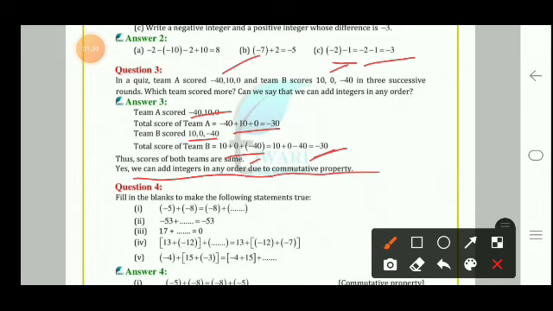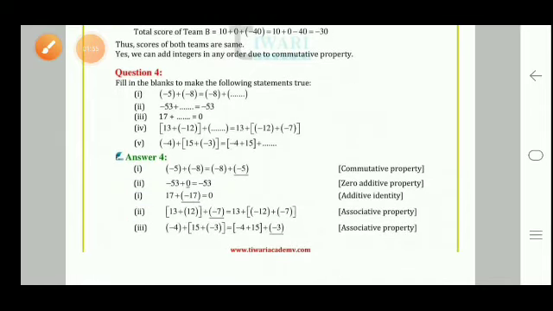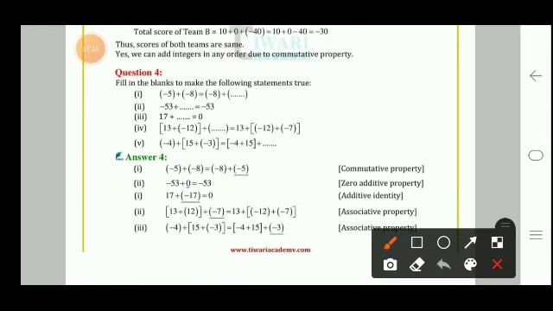Then moving to question number 4. Here we have to fill in the blanks to make the following statements true. Minus 5 plus minus 8: this will be minus 8 plus minus 5, because this is the commutative property. Then minus 53 plus blank is equal to minus 53. So we put 0 here because this is the additive identity property. Then we have 17 plus blank is equal to 0. So this is 17 plus minus 17 is equal to 0.